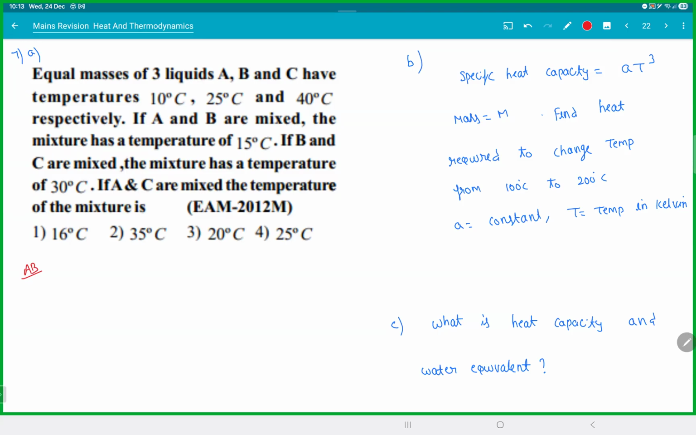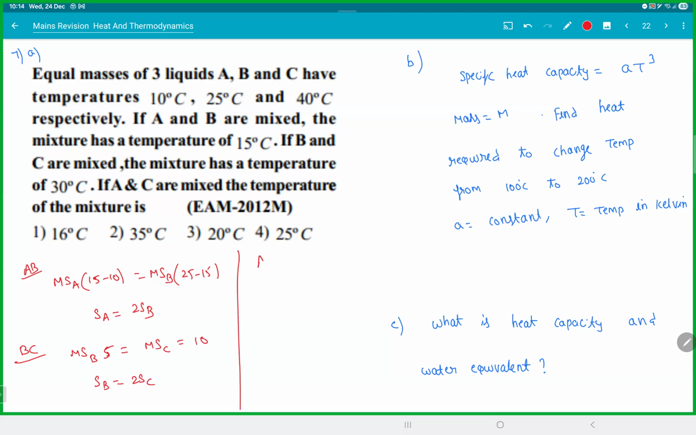So we can clearly see A is gaining temperature. So M, specific heat of A, 15 minus 10 is equal to M into specific heat of B, 25 minus 15. So SA is equal to 2SB. Now do it for B and C. M, SB, when you mix them, you're getting 30 degrees. So that is 5. MSC, that is 10. So SB is equal to 2SC.